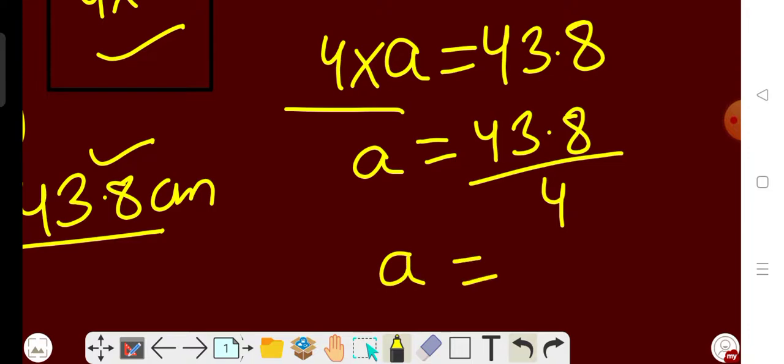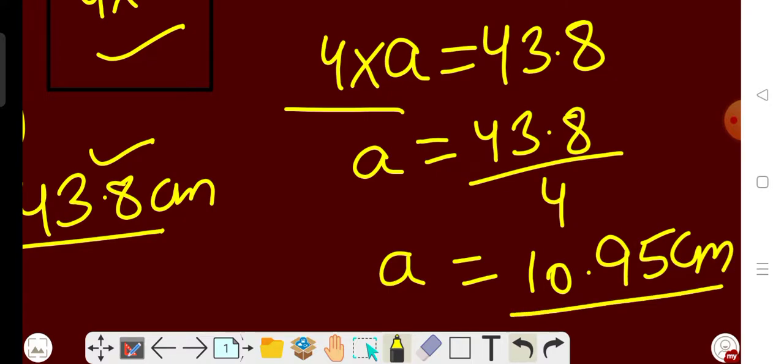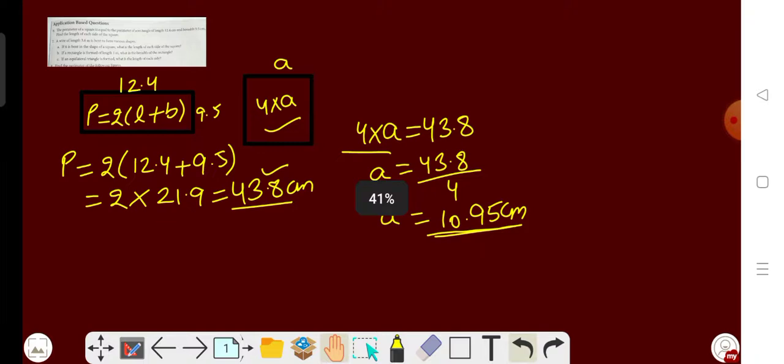So A is equal to 10.95 centimeter. So the value of A is equal to 10.95 centimeter. So the side is 10.95 centimeter. Okay, so this is the solution of your question number 6 beta. I hope you all get it. Now we will discuss question number 7.